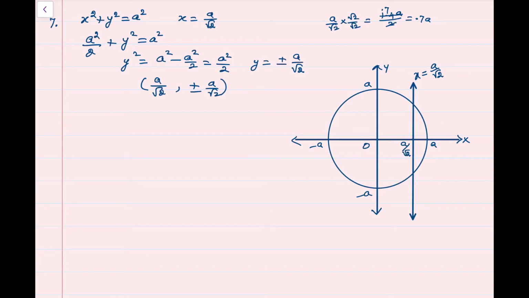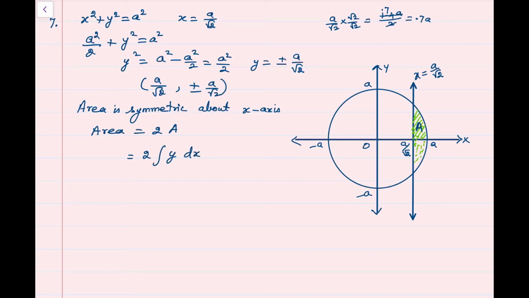Now we will shade the region. Smaller part of the circle cut off by this line. We have to find this area. I will name this as A. It is symmetric about x axis, therefore we will do 2 times A. Therefore, area will be 2 times area A. It is bounded by x axis. We will do with respect to x. Therefore, y dx is the formula, integral of y dx. The limits are a divided by root 2 to a.